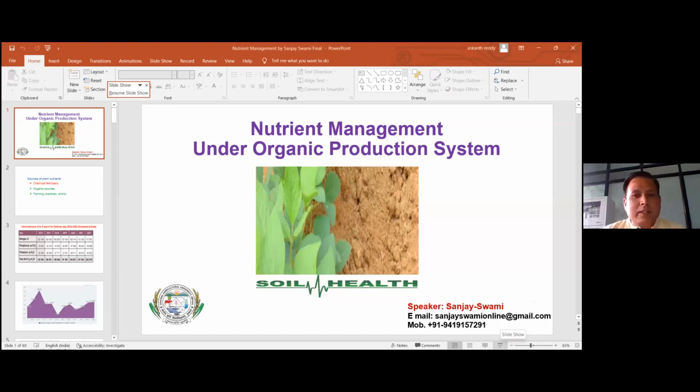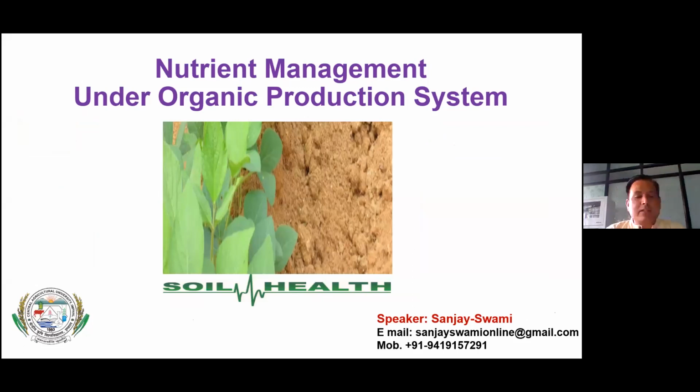The topic assigned to me for today's talk is nutrient management under organic production system. Friends, we know that the hills and mountain areas are by default organic in nature. And in recent times, broadly two types of production system exist. One is the conventional system, and the second is the organic production system.